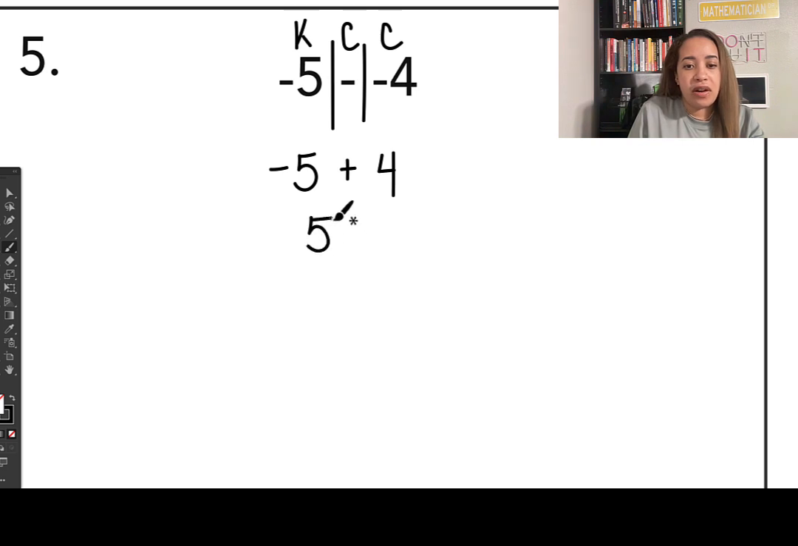5 minus 4 gives us 1. And then I notice that my higher absolute value was negative, so my final answer needs to be negative. Negative 5 minus negative 4 is equal to negative 1.